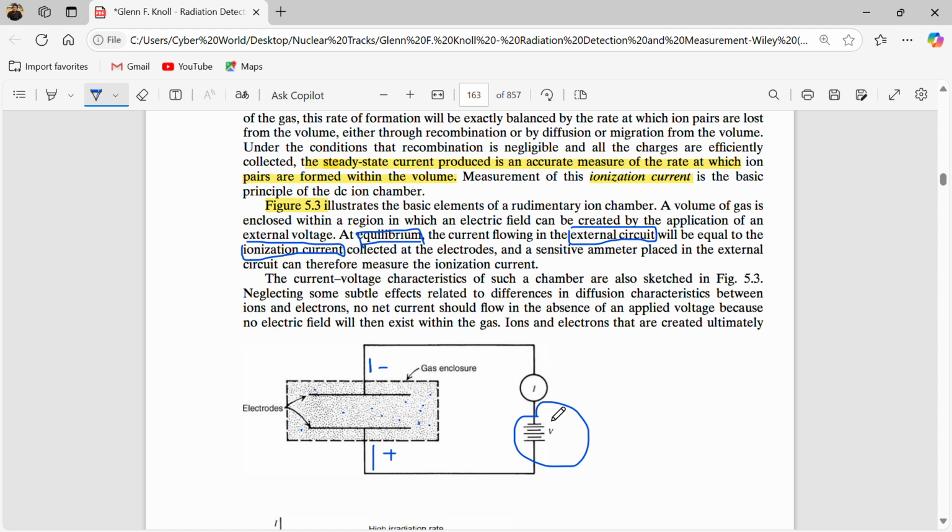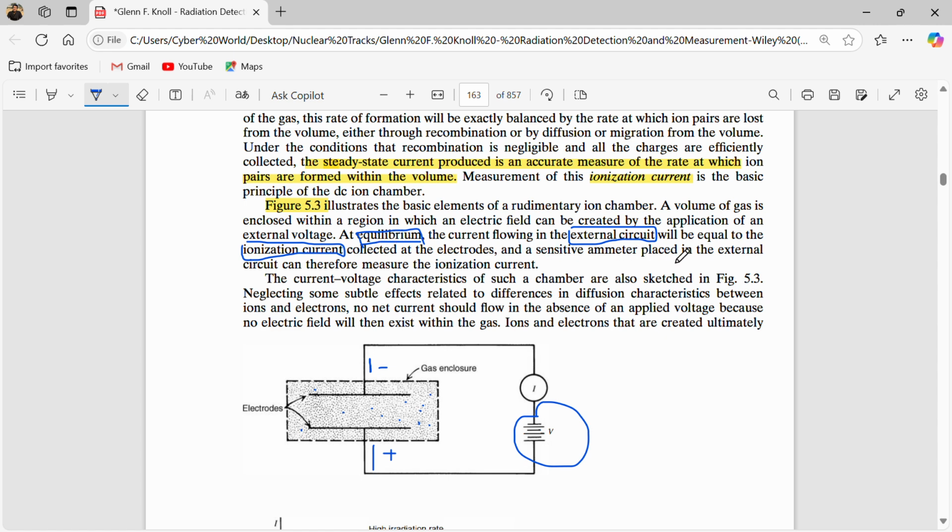In this scenario, the current flowing in this gas is the current which is produced after the ion pairs are produced, which is the ionization current. So the ionization current must equal the external current collected at the electrode. The ionization current has to be collected at the electrode, and this balances the external circuit current. Now, this is the equilibrium condition.